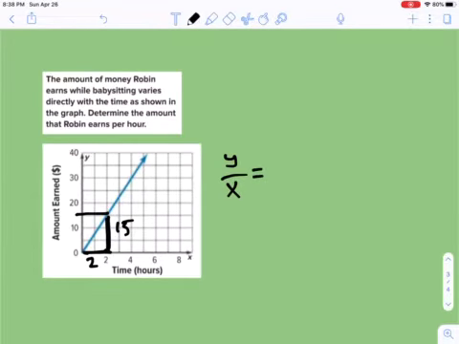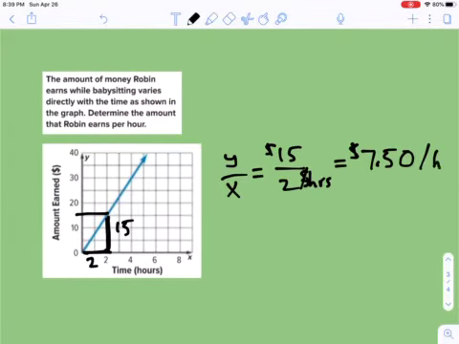So my y would be 15. My x, the time, is 2. So you got $15 over 2 hours, right? 15 divided by 2 is 7.5, and that would be $7.50 per hour. So we would call that $7.50 per hour, and that's how much Robin earns per hour.